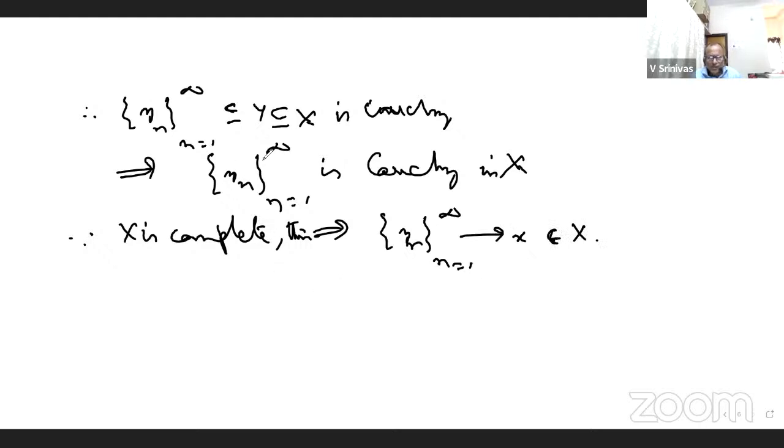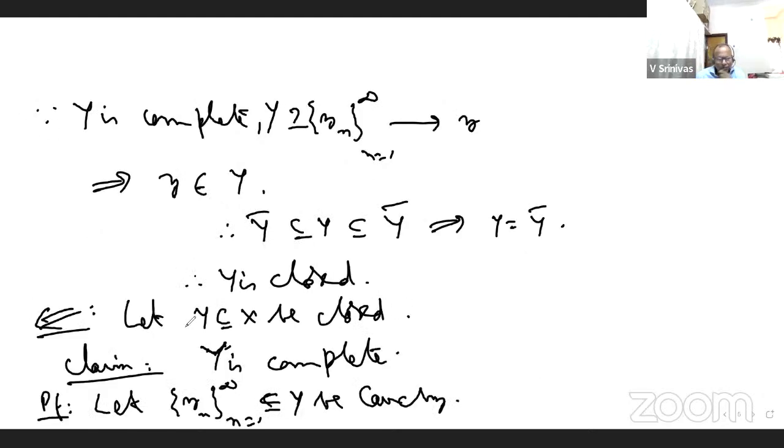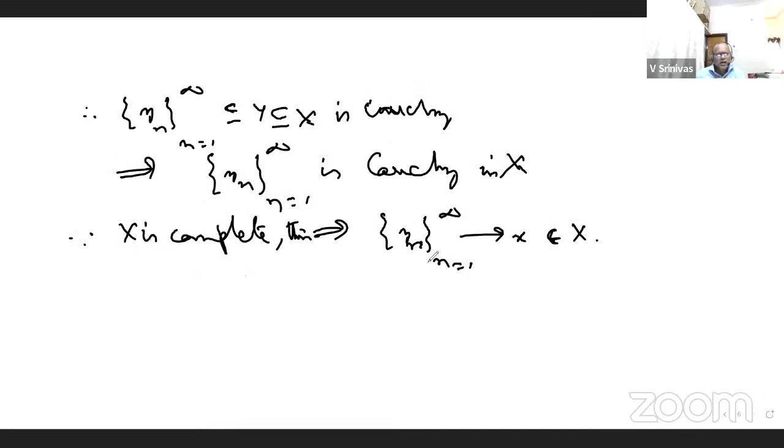Now this is a Cauchy sequence in capital X. Therefore, it has to converge to a limit small x in capital X. Now, what is our assumption on capital Y? Y is closed. So you have a sequence of Yn's from capital Y. This is a sequence in capital Y.